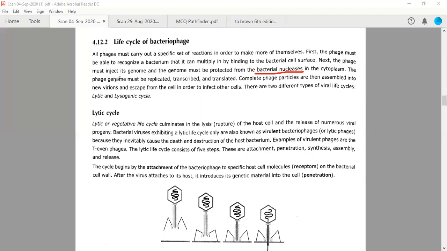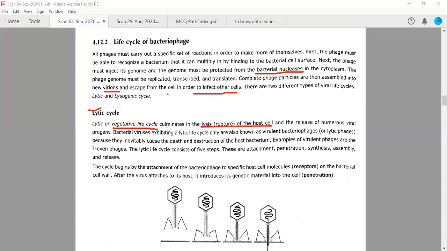The bacteriophage genome must be replicated, transcribed, and translated to make the proteins, the capsid proteins or polypeptides. Complete phage particles are then assembled into new virion particles and escape from the cell in order to infect other cells. Now there are two types of life cycles. One is lytic, and then we will discuss the lysogenic life cycle of bacteriophage. The lytic cycle or vegetative life cycle culminates in the lysis or rupture of the host cell. So what is the difference between these two life cycles? One leads to the rupture of the bacterial cell, or lysis of the host cell, immediately after infection, and the release of numerous viral progeny.